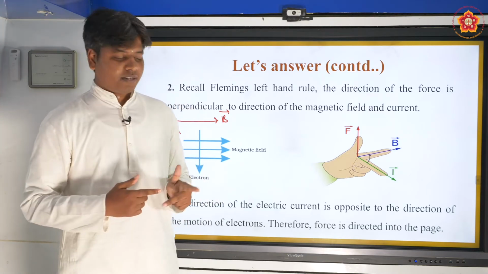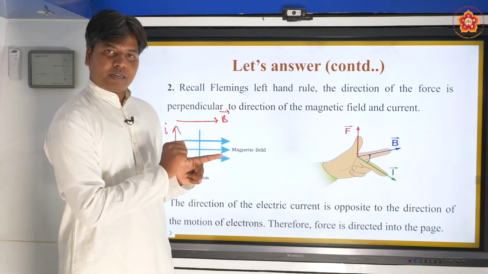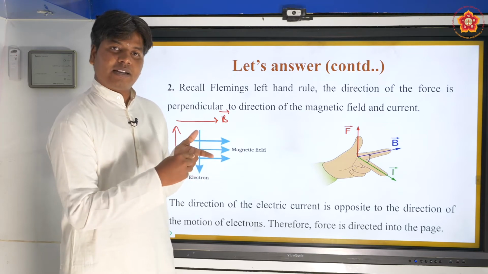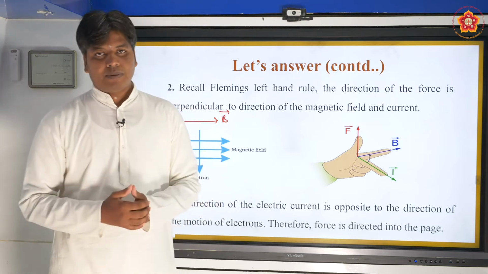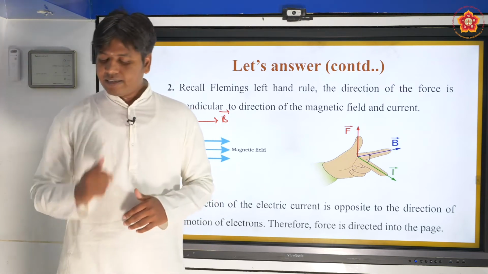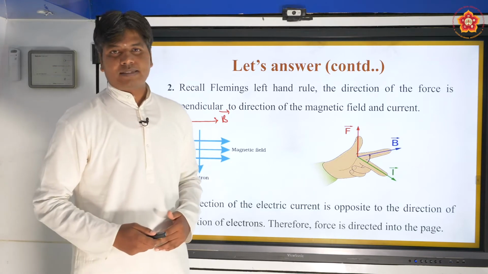One way to remember it is FBI. You just remember FBI. F is the force, B is the magnetic field, and I is the current. So if you keep on practicing, it comes naturally when you do the problems. Right? We'll start with some problems and then go further to discuss the main concept of this session. Alright?